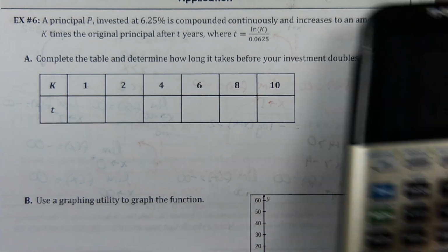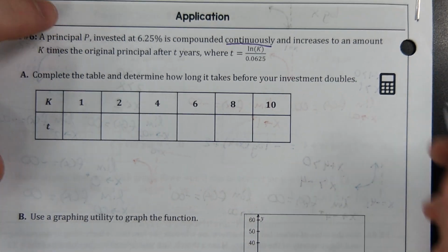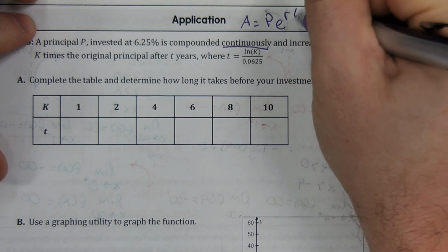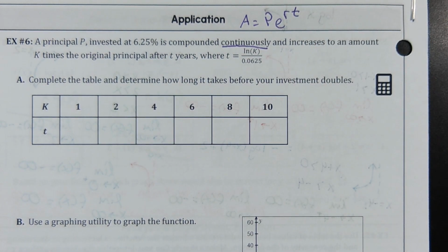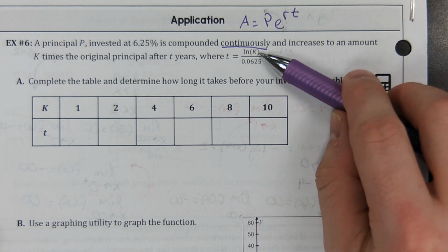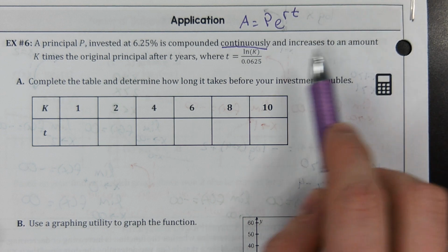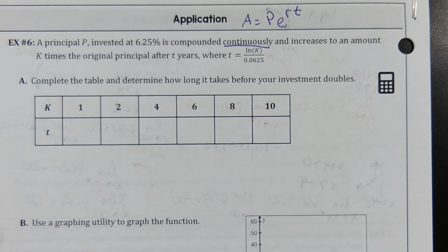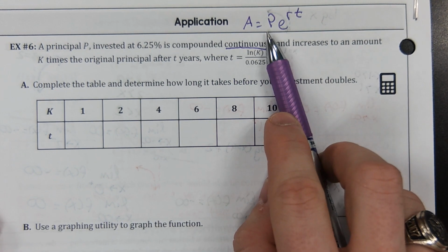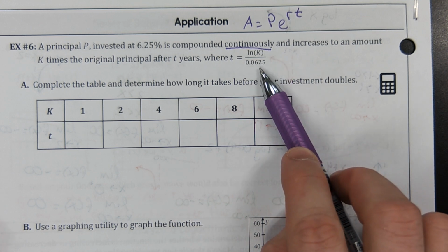Okay, so here's what we said. We saw the word continuously. We know that means the amount of money that we have in our account is principal times e to the rt. This is what we know. It says t is this fraction, and this fraction has the letter k in it. k represents how many times the original amount you have. So if you were trying to get triple your original principal, this would have said ln of 3 over 0.0625. That's what they're getting at.